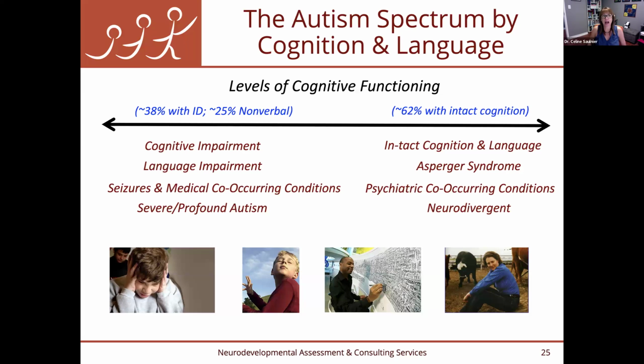When we're looking at how broad the spectrum is right now, it's very, very broad. The common thread are the autism symptoms, right? Social communication interaction challenges with the presence of restricted and repetitive behaviors. But now we have varying levels of cognition, varying levels of language, varying levels of symptom severity, varying levels of behavioral dysregulation, and then varying levels of co-occurring conditions.